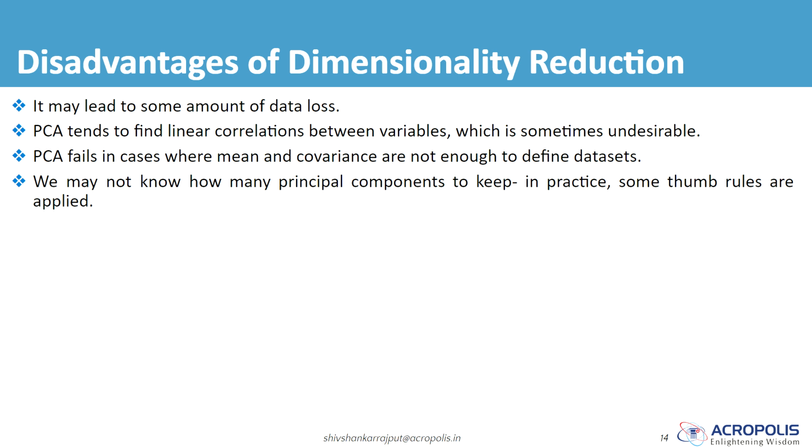PCA tends to find linear correlation between variables, which is sometimes undesirable. PCA fails in cases where means and covariance are not enough to define datasets. If the covariance is not enough to define the dataset, then our dimension reduction technique will fail. We may not know how many principal components to keep in practice. Some thumb rules are applied.